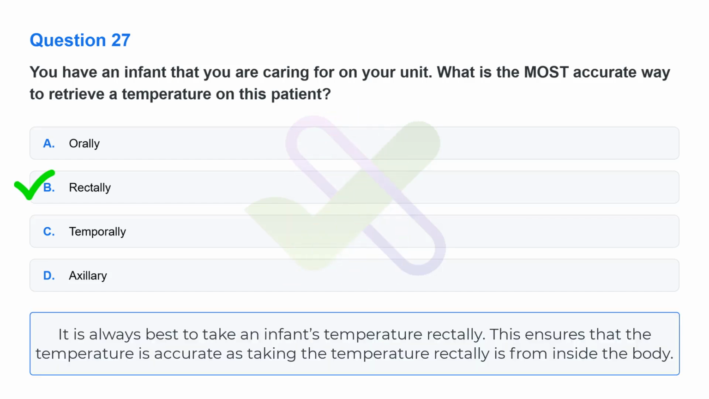Correct answer, B. Rectally. It is always best to take an infant's temperature rectally. This ensures that the temperature is accurate, as taking the temperature rectally is from inside the body.